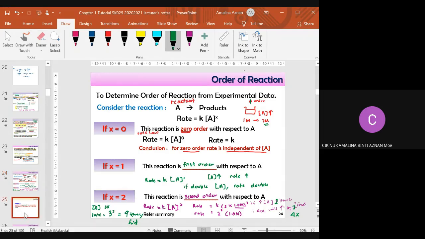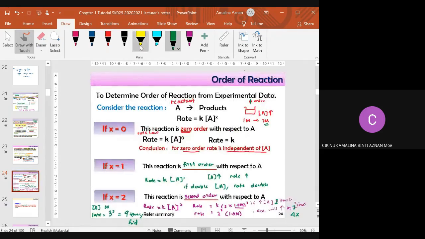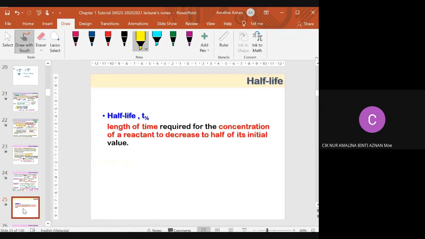Alright. So half-life ni kita akan go through definition je. Nanti kita akan tengok graph untuk half-life and cara kiraan lah. So yang ini Miss letak notes dekat situ. Refer summary. So nanti Miss akan go through dengan kamu summary untuk zero order, first order dan second order. And lebih detail lah. Banyak lagi benda yang kamu kena tahu.